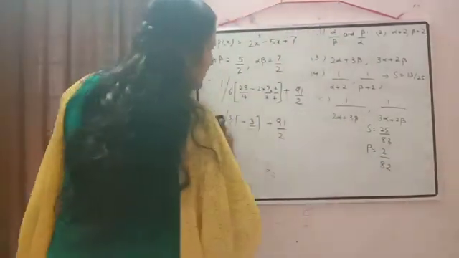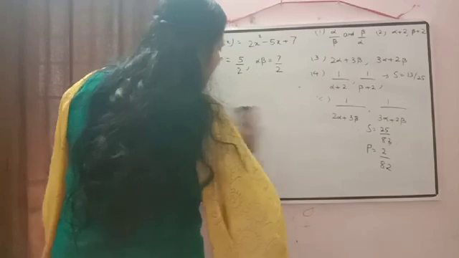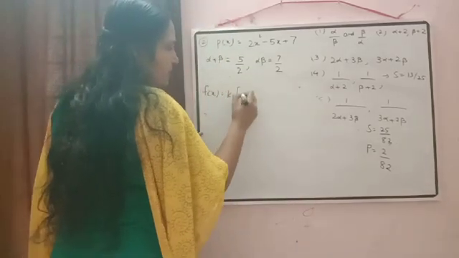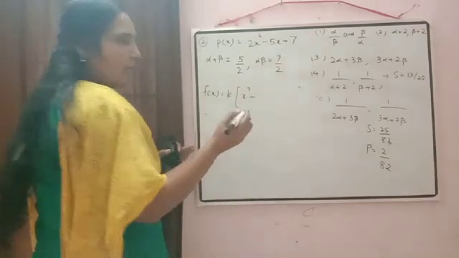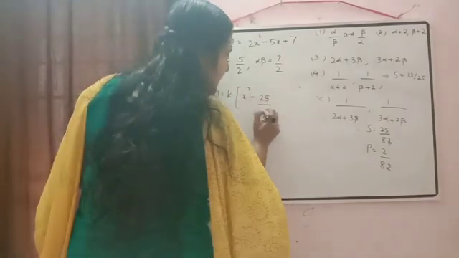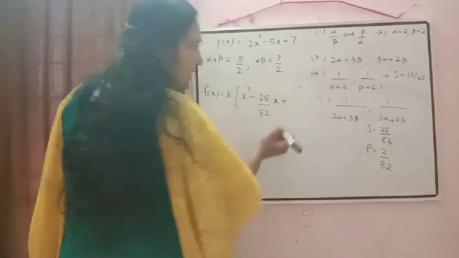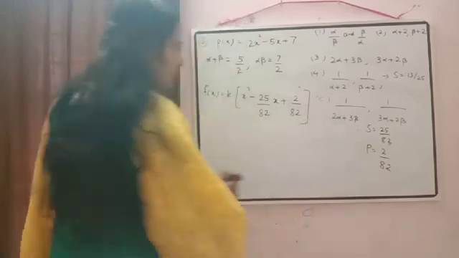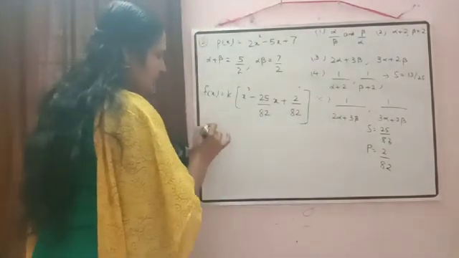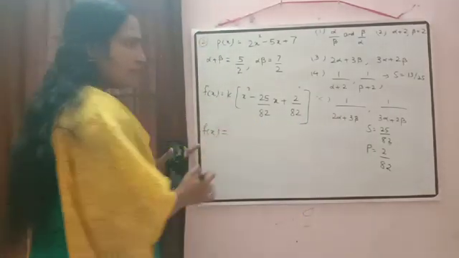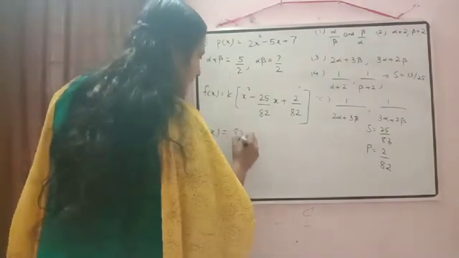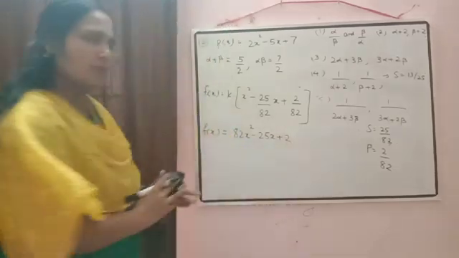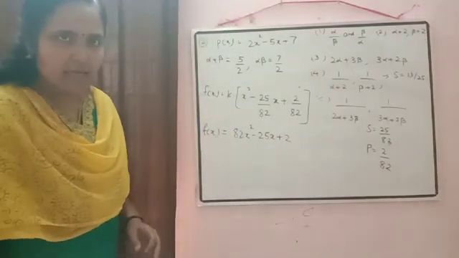Now what we will do? Just substitute the value there. Required polynomial f of x is equal to k into x square minus sum of the zeros times x, so that is equal to 25 by 82 into x plus product of the zeros, 2 by 82. Now we can take k is equal to 82. So required polynomial f of x is equal to 82x square minus 25x plus 2. So I hope these type of questions are clear to you.